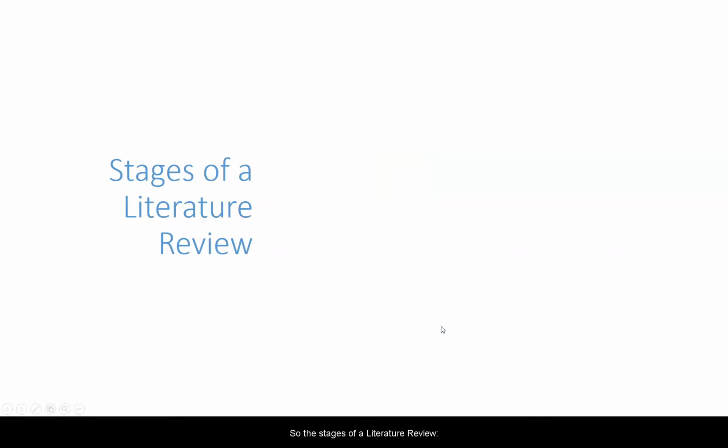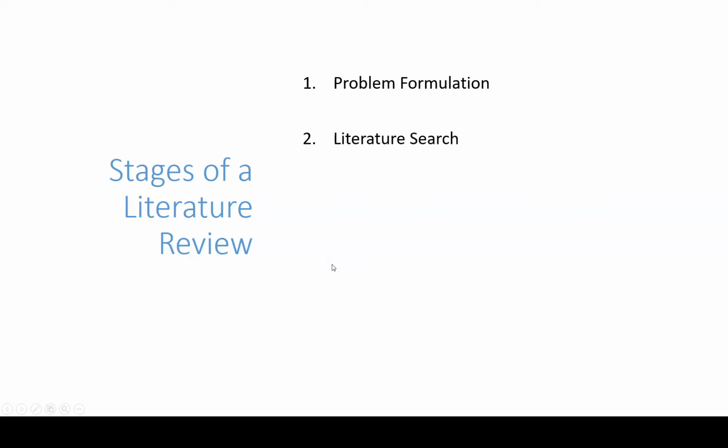So the stages of the literature review. The first one is the problem formulation. And this is where you decide what your literature review is going to be on, you decide the question or title, the area that you're going to focus on. You then need to do the literature search. So this is where you actually undertake the searching and finding of your evidence, and this will be potentially different depending on subject areas and types of sources that you need to find.